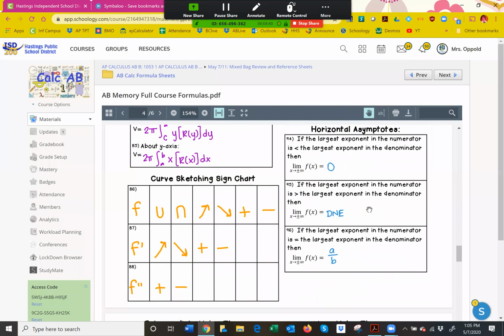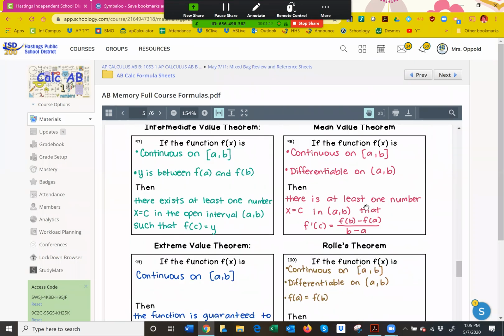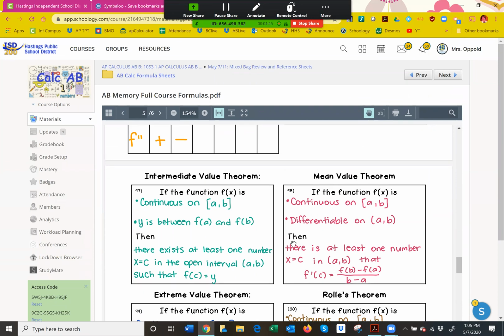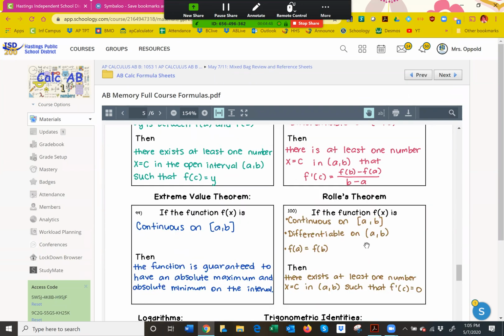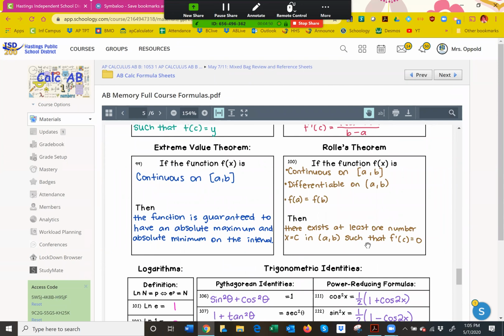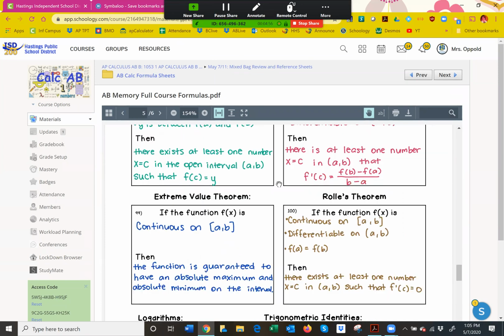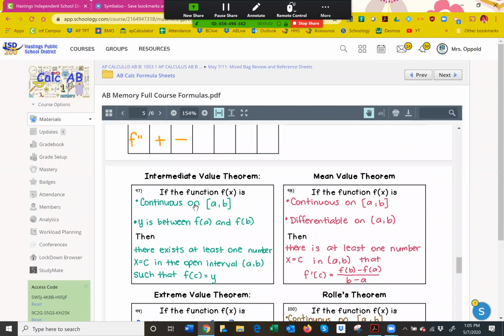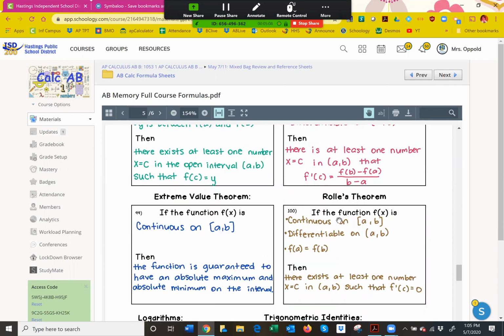This would not be a bad one to look over, especially since it's got the nice theorems here: intermediate value theorem, mean value theorem, extreme value theorem, and Rolle's theorem. Those are the 4 main theorems that you are responsible for on the AP exam. If using any of these, there is one we're going to go through as an MVT today. You have to satisfy that hypothesis.